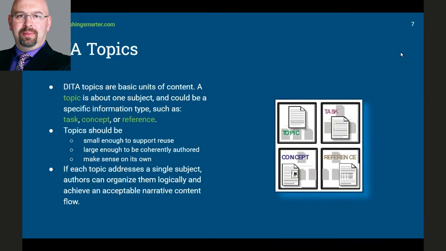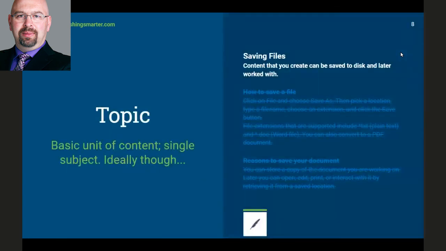If each one addresses a single subject, then as an author, you can organize them logically and come up with some sort of a narrative that might be similar to the chapter model I just showed, but it may also be really helpful in other environments as well. And instead of having an entire chapter, you have modular pieces you can pick and choose. So in this case, I have a topic. It's 1 unit of information.